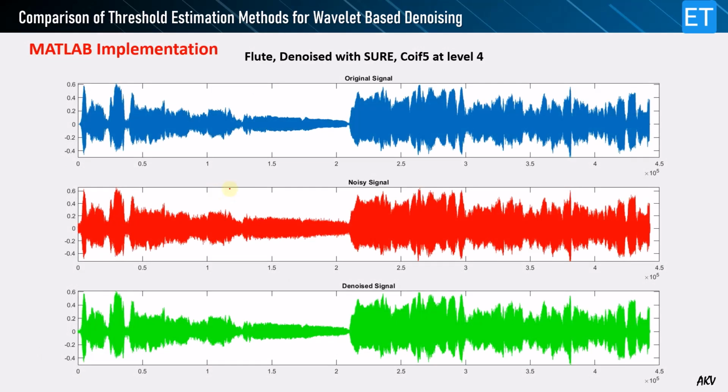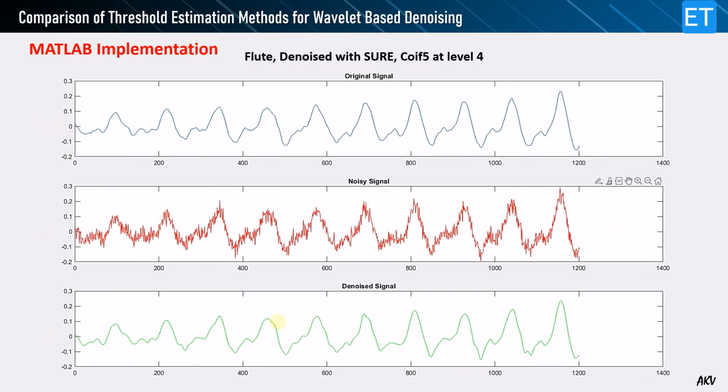Okay, so this is the output of my Matlab program. This is the audio of the flute, a 10-second audio, which is denoised with the SURE method and the Coiflet 5 wavelet, decomposed at level 4. This is my original noise-free audio, and this is the audio which is contaminated by the noise. You can see the difference, see this thickness. And this is the denoised output. Just compare the first one and this denoised output. You can find something is happening in the audio, but in this figure you can see the denoising more clearly.